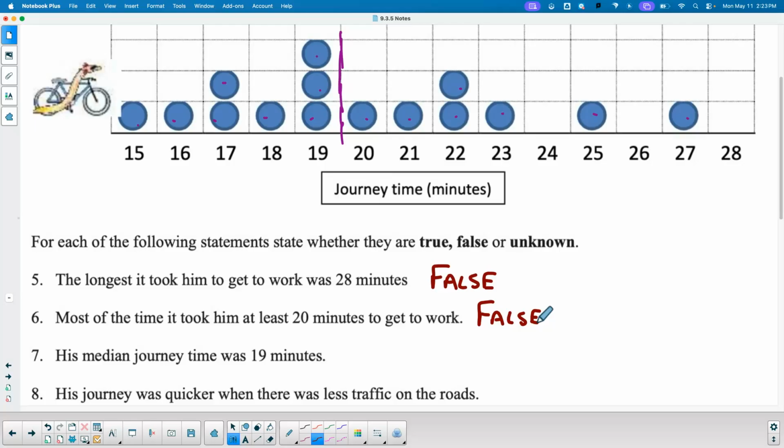All right? His median journey time was 19 minutes. Median journey time, 19 minutes. So there's 15 total, right? Because there was 7 and 8. Okay? So 15 total, so I'm looking for that 8th one, right? Okay? So 1, 2, 3, 4, 5, 6, 7, 8. So this would be the median right here. And that's 19, so that's a true.